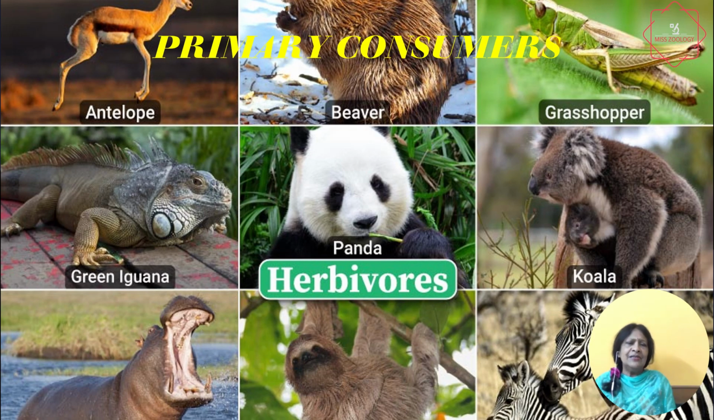This next level comprises of primary consumers. These primary consumers consist of herbivorous animals, those who feed upon plant products. Examples are a small grasshopper, and larger animals like zebra, antelope, beaver, panda, koala, and many more. All these primary consumers survive on the plant products, that is, on the green plants.